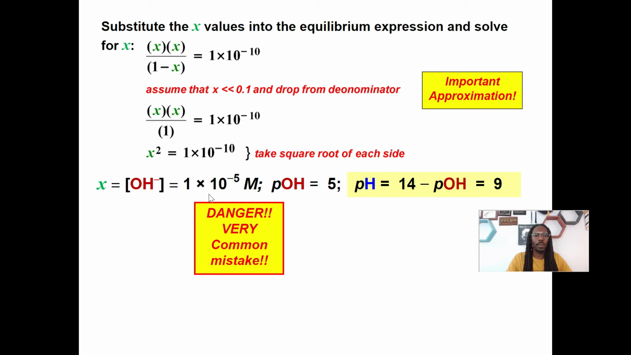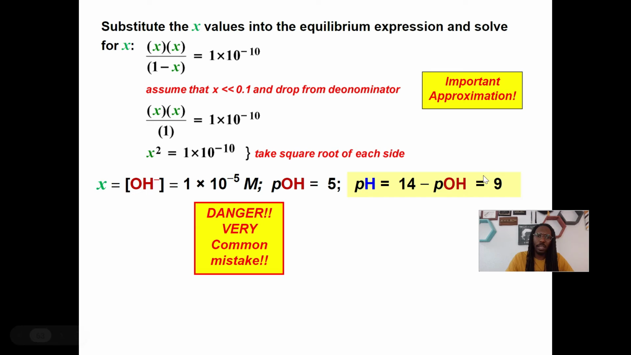From here, we have our concentration. Then we need to find our pOH. We know how to find pOH, negative log, so that's going to be 5. And then it's asking for a pH, so we do 14 minus pOH, which equals 9. All right, so we got a 9 for our pH value.